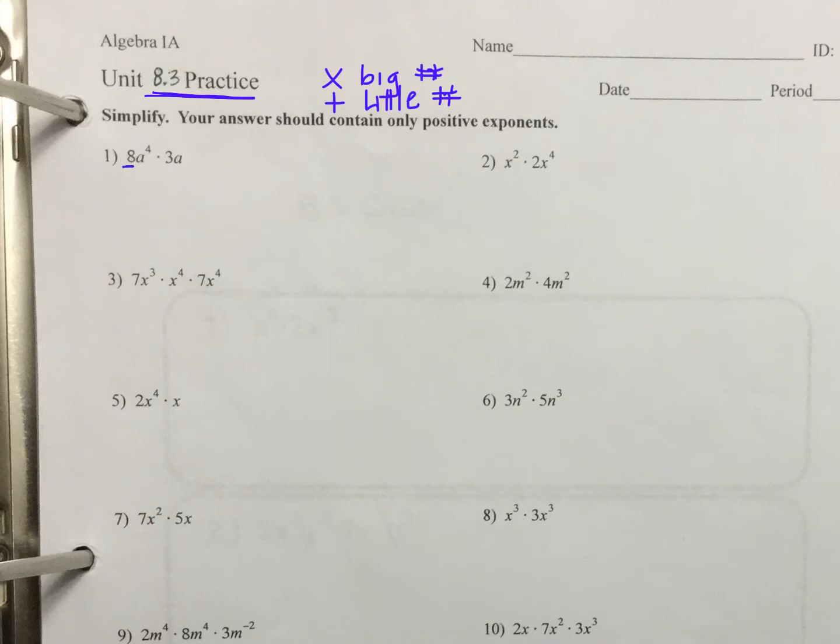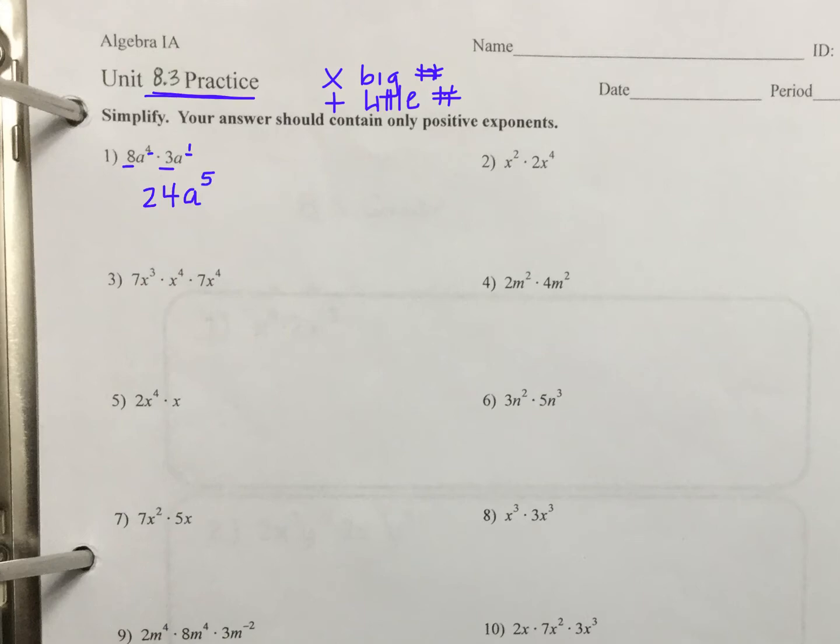So, my big numbers here are 8 and 3. I multiply the big numbers. 8 times 3 is 24. I'm just going to copy my variable down. Now, I've got a 4 and a nothing. Whenever we see a nothing, always just put a 1 there. So I need to add the little numbers. 4 plus 1 is 5.